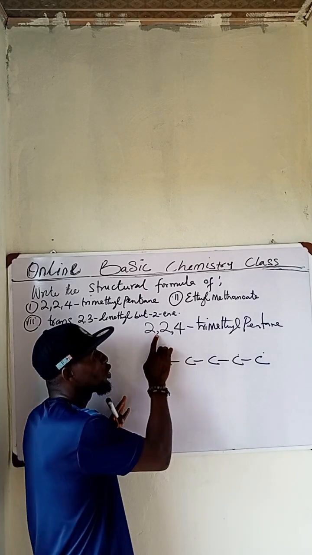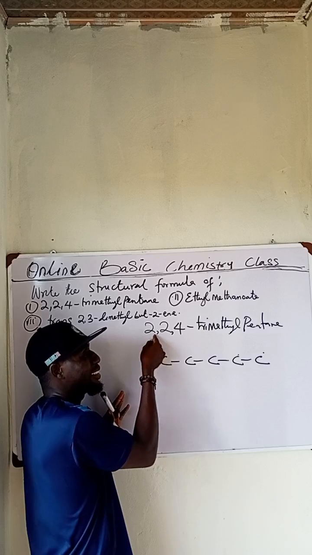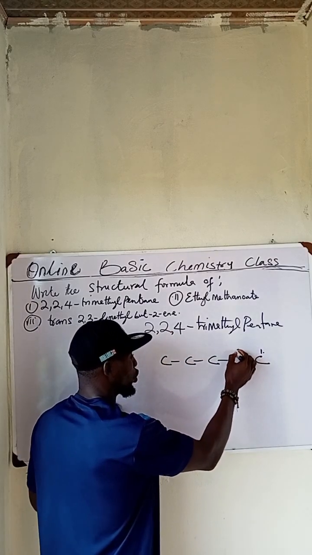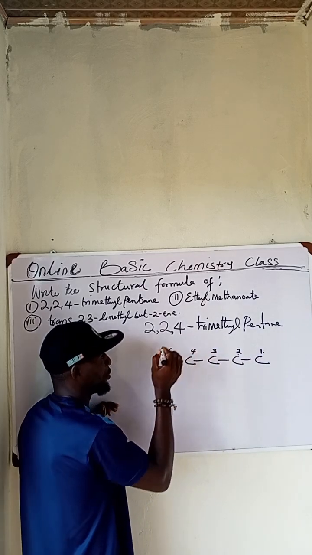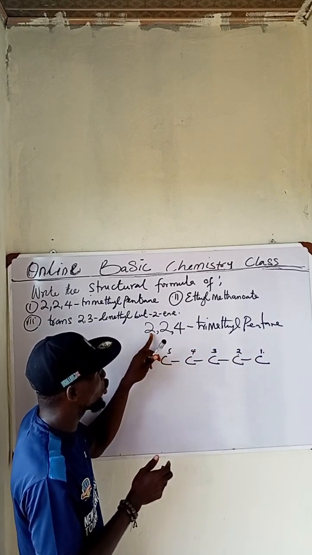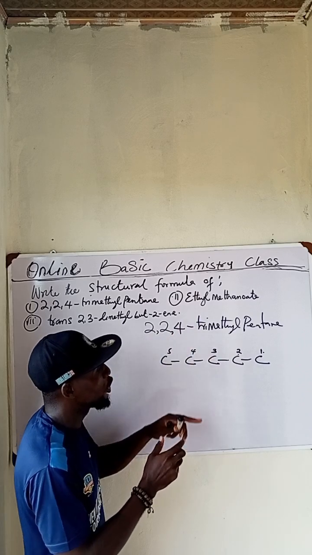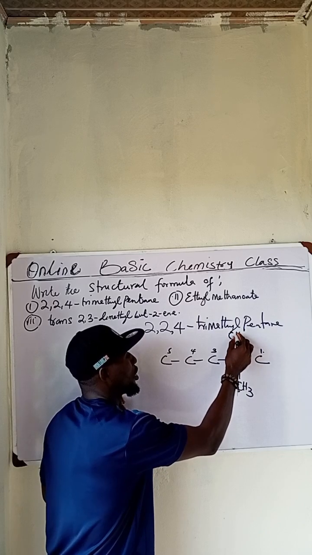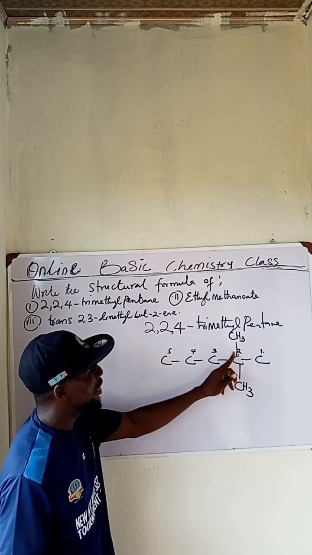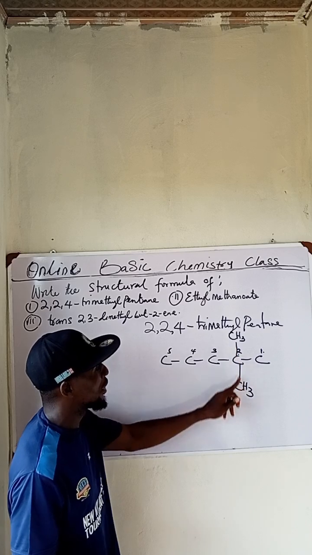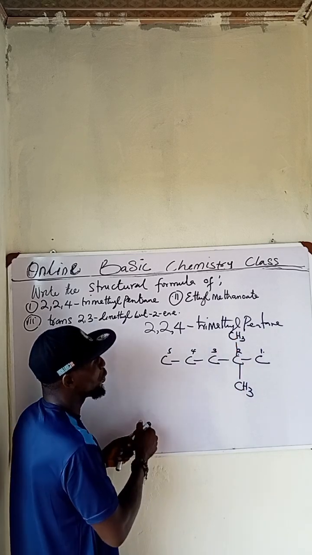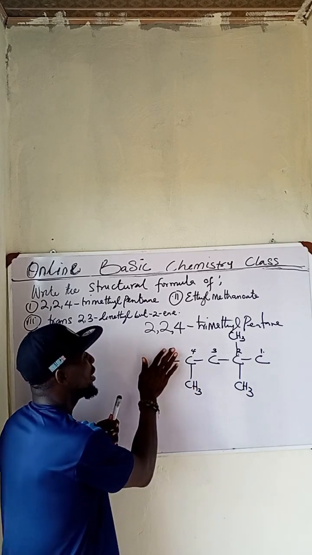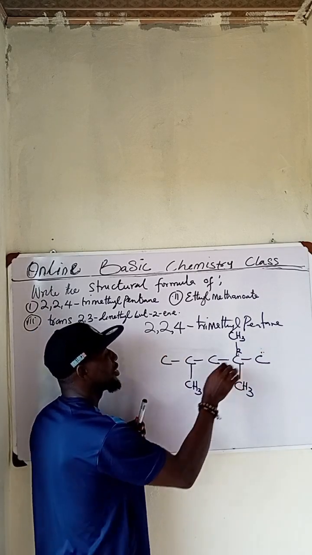Now place the substituent groups at the locants indicated. Let me number this 1, 2, 3, 4, 5. At position 2, I have methyl groups. A methyl group is CH3. At position 2, up and down, we have methyl groups. Also at position 4, we have another methyl group, CH3.